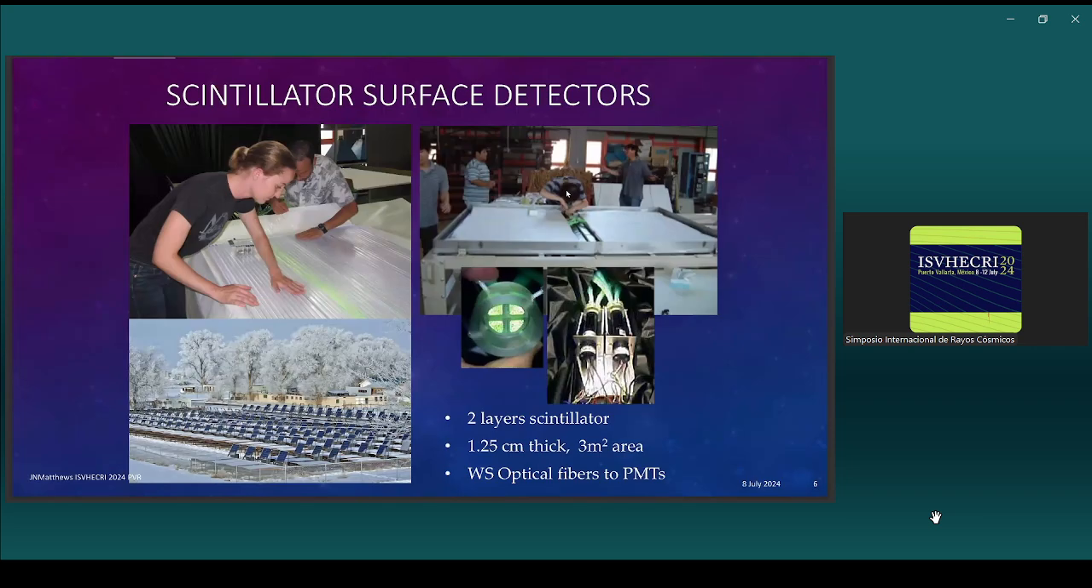The scintillator detectors are 3 meters square of active area, 2 layers of half-inch scintillators, and they get read out by wavelength shifting optical fibers that are strung through grooves in the extruded scintillator.